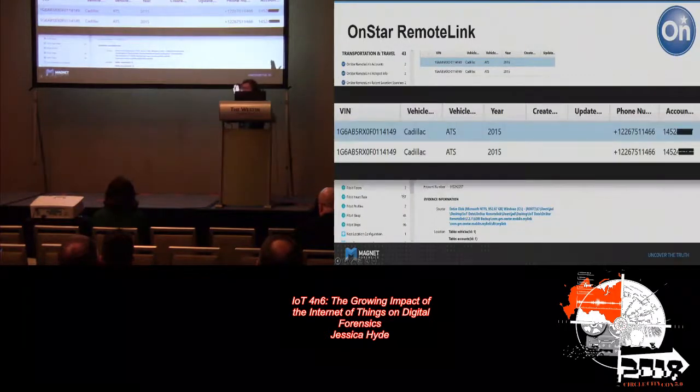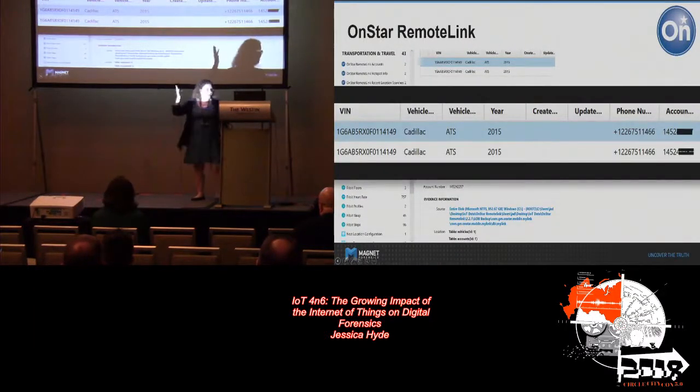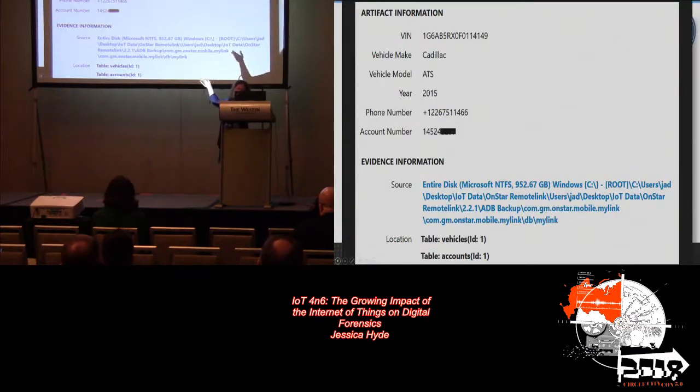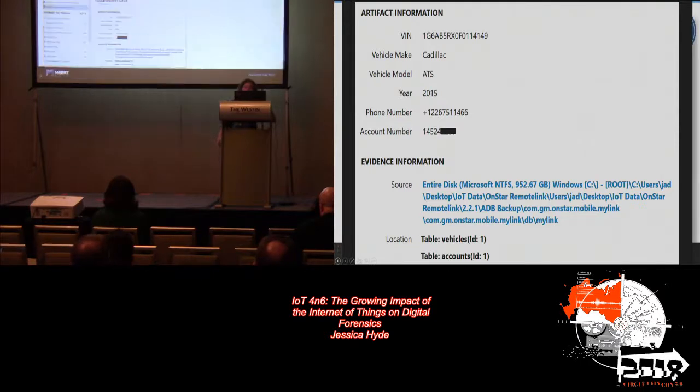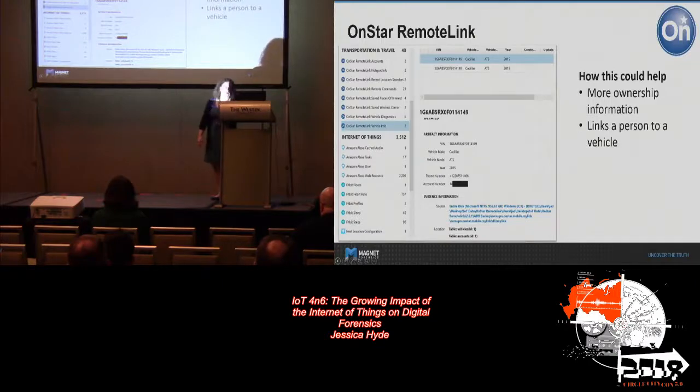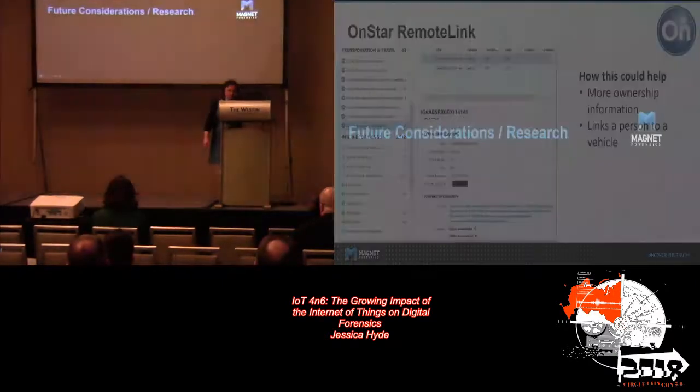We've also got just blank vehicle info, but in that vehicle info, we also get the account number, the year and make of the vehicle, etc. So if you thought the VIN wasn't enough to go on before, now you have more than just the VIN, because now you've got the make, model, and the phone number for that SIM card in the vehicle. So this is more ownership information, and it's going to tie a particular person to the vehicle.